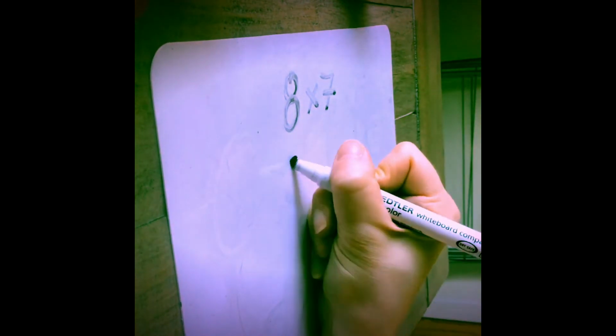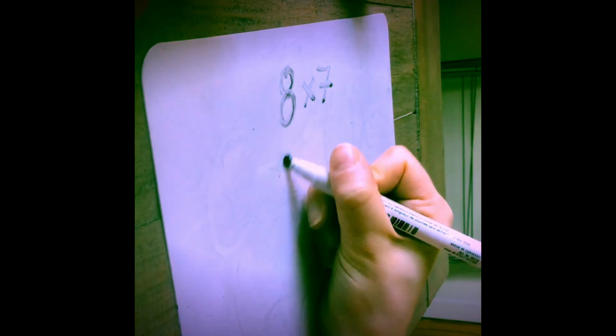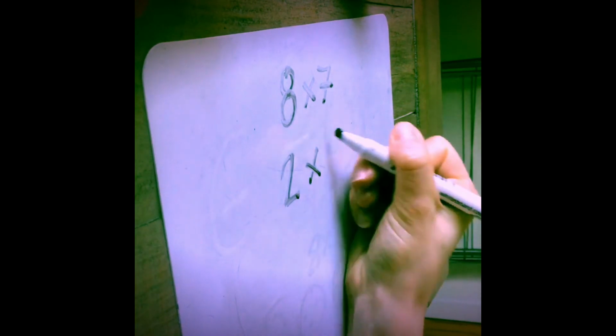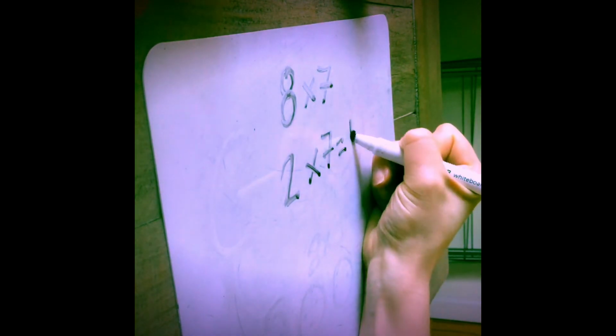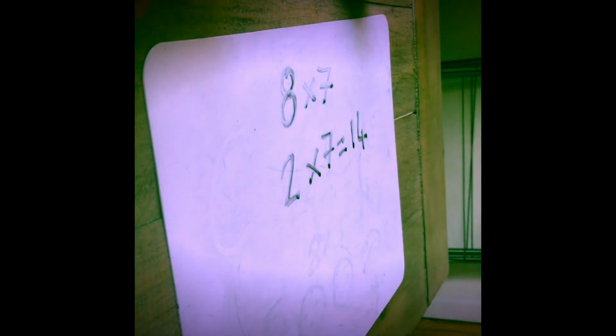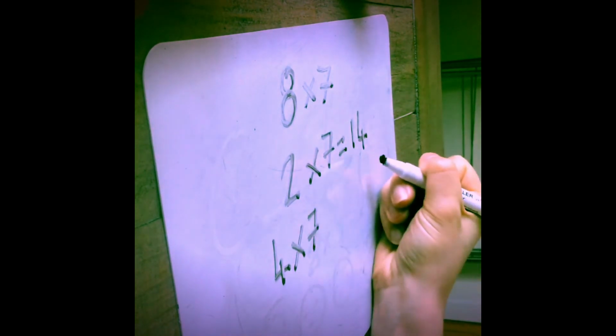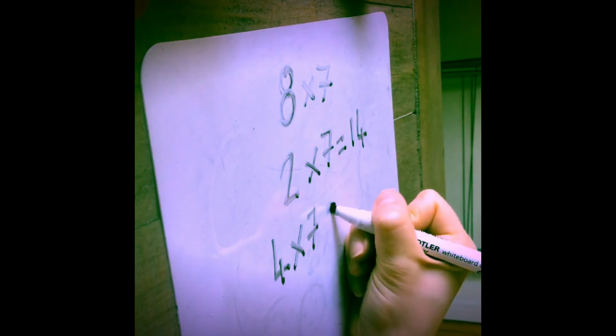8 times 7. Well, we can work this out using doubling, and I'm going to tell you how. If you already know your 2 times table, or maybe even your 4 times table, then start from there. So let's say you don't know your 4 times table, but you know your 2 times table. Well, if you know 2 times 7 equals 14, then to work out 4 times 7, all you have to do is double this answer.